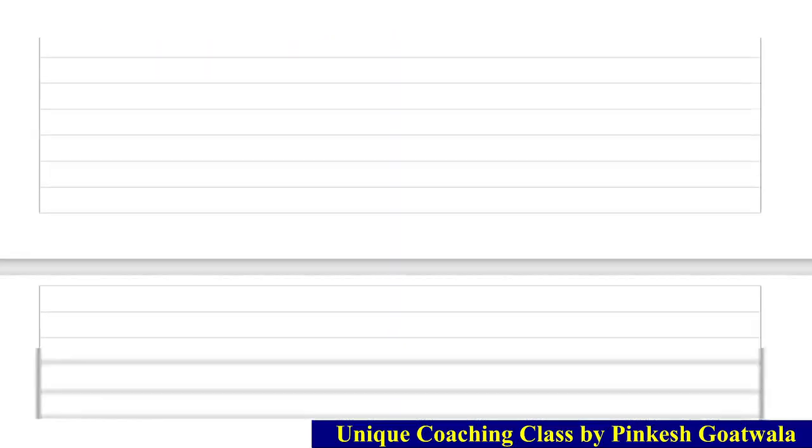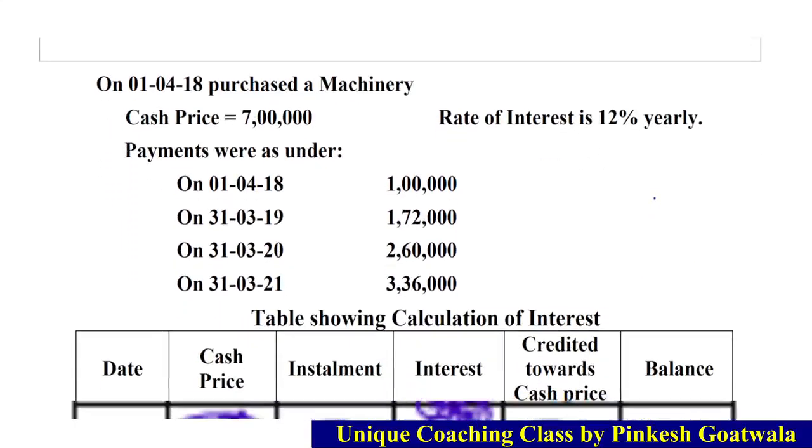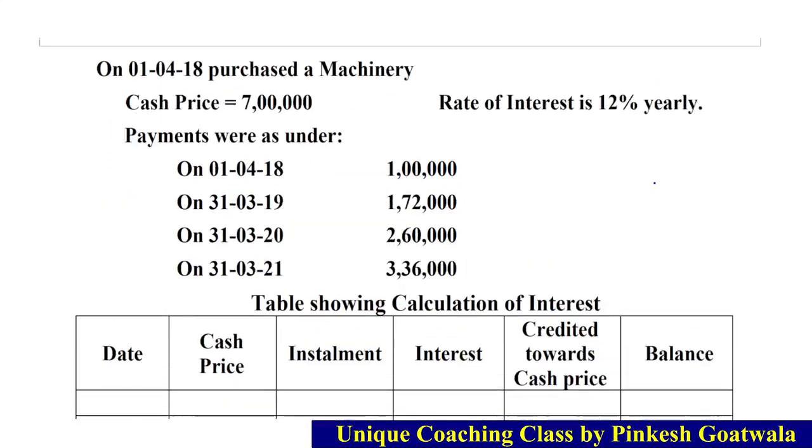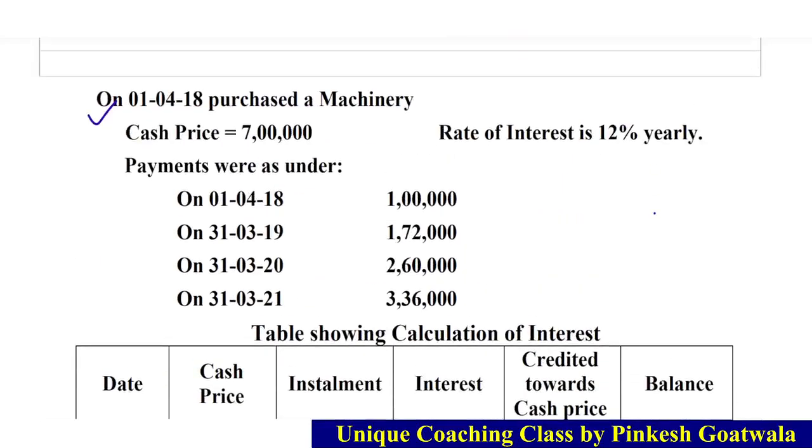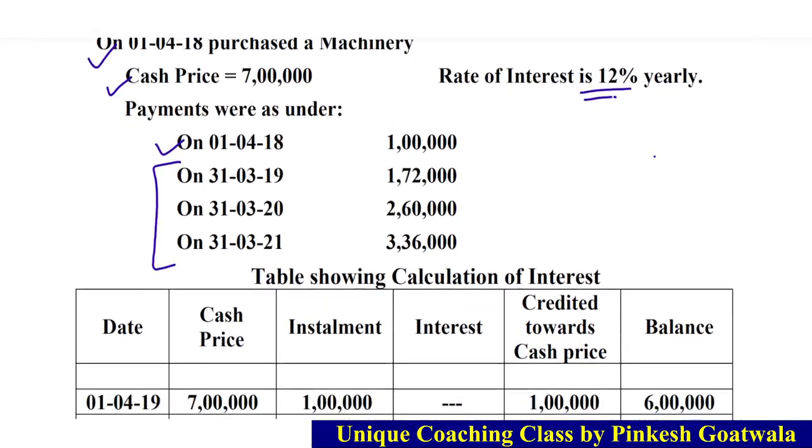So come to the previous sum. What we solved previously, this question we solved in a previous video. Here we have a complete table. We prepared the complete table because here all the information is given. Cash price is given, rate of interest is given, down payment and 3 installments, everything is given. Rate of interest 12%.